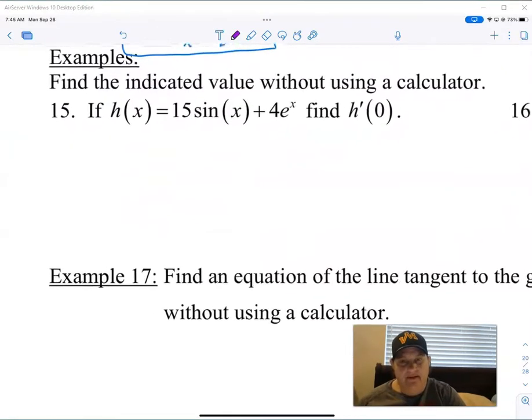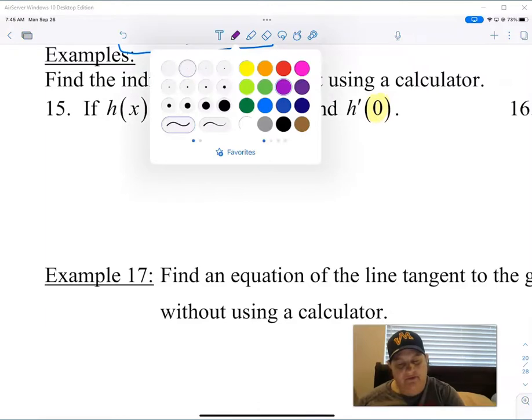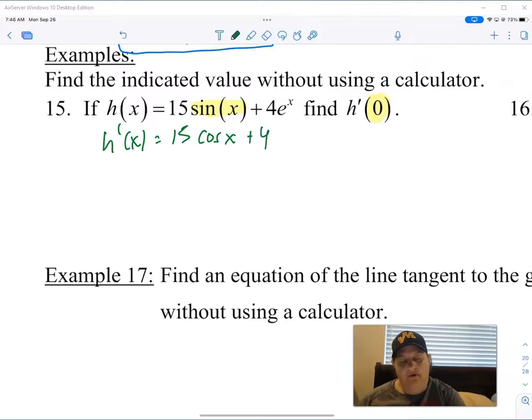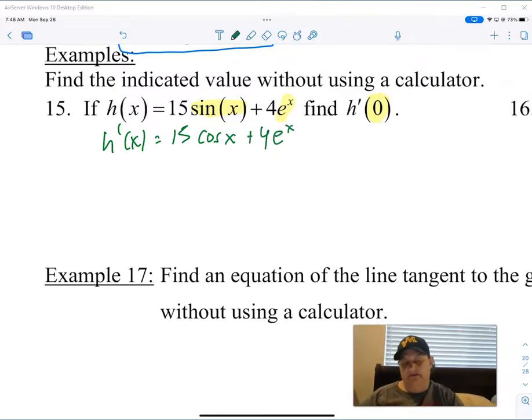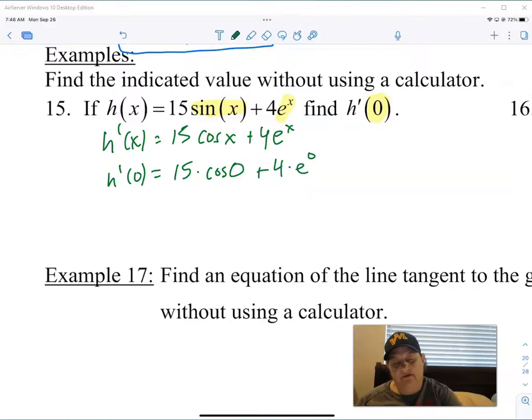Okay. Find the indicated value, you guys. I need to plug that in once I find the derivative. So here we go. The derivative is 15. That just stays there. Derivative of sine is cosine. Plus 4. That just stays there. Derivative of e to the x is e to the x. It's itself. So now if I'm finding h prime of 0, that's cosine of 0 and that's e to the 0. Okay?